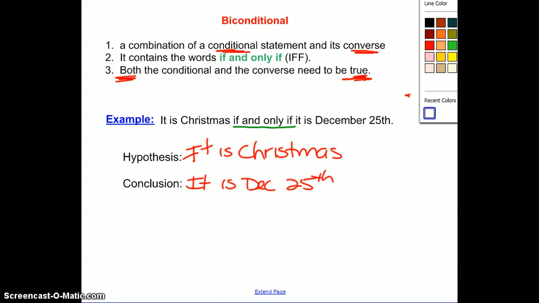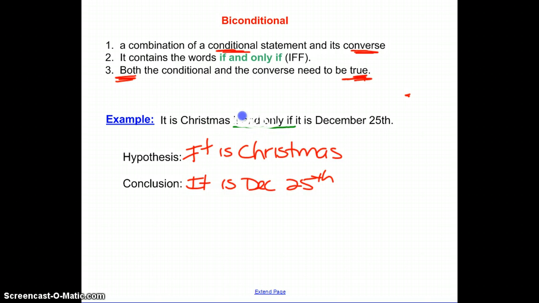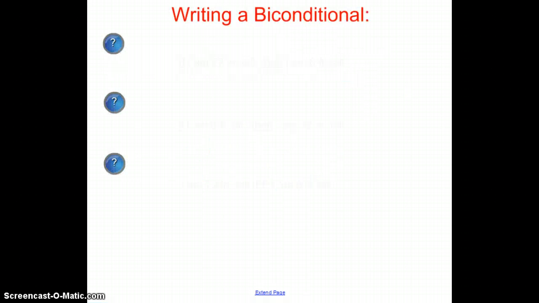And similar to a conditional and a converse, we're looking at a connector, and that connector is if and only if. So if we just ignore that connector, we'll be able to break our biconditional into a hypothesis and a conclusion. Okay, in order to write a biconditional, we need to look at a couple things.